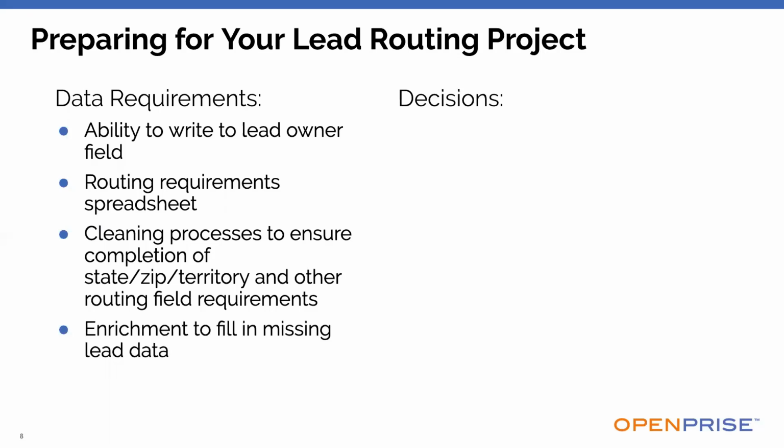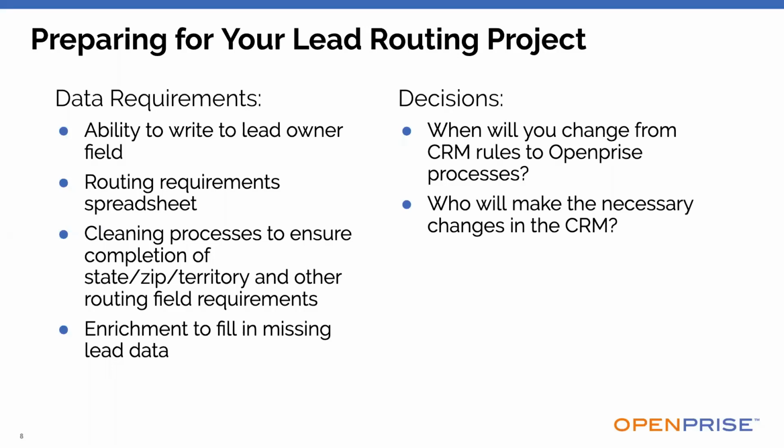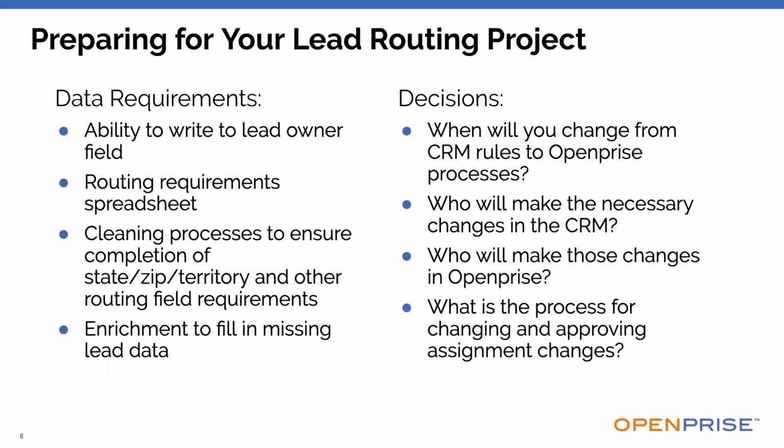The decisions you'll need to make are around how and when you'll update your systems and who will be responsible for those changes. You'll need a plan to turn off routing rules in your CRM and turn on the jobs in Openprise. You'll also want to determine who is responsible for maintaining the data source in Openprise and what the process is for making any assignment changes.